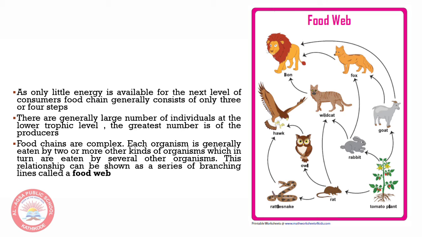There are generally large number of individuals at the lower trophic level, the greatest number being the producers. Food chains are complex. Each organism is generally eaten by 2 or more other kinds of organisms, which in turn are eaten by several other organisms. This relationship can be shown as a series of branching lines called the food web.